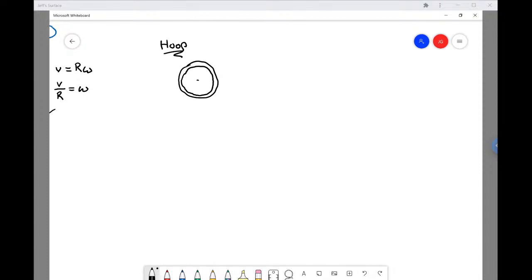So the axis of rotation is in the middle, and a hoop has a radius, and let's assume that this hoop is very, very skinny, so it doesn't really have much thickness. It's a very skinny hoop, and there's a little tiny chunk of the hoop here that has an infinitesimally small mass.